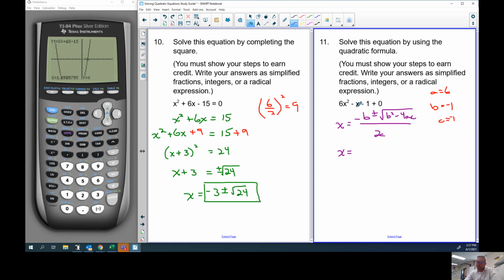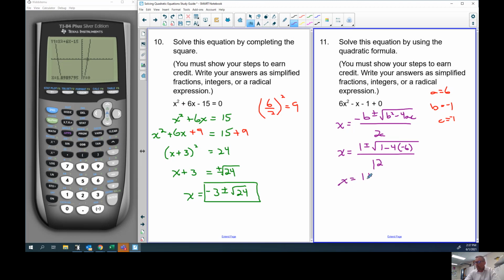So negative 6, I'm sorry, opposite of b, so that's 1, plus or minus the square root of b squared. Negative 1 squared is 1, minus 4 times a times c. A times c would be 6 times negative 1, or negative 6, all over 2 times a, which would be 12. 2 times 6 is 12. All right, let's keep going.